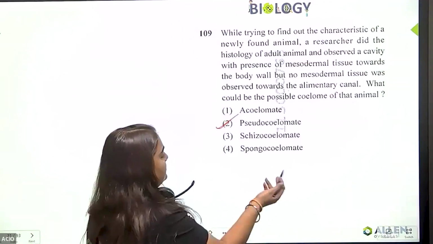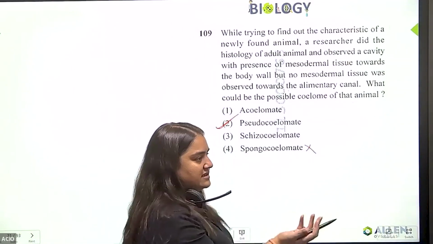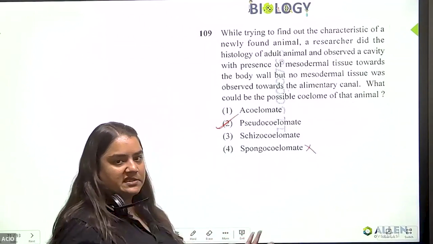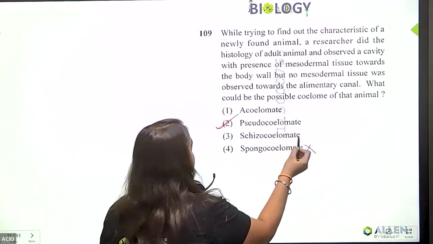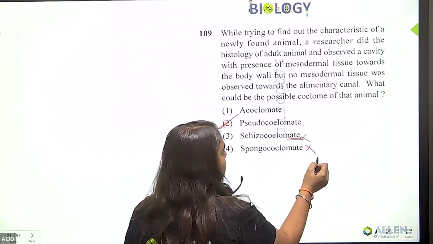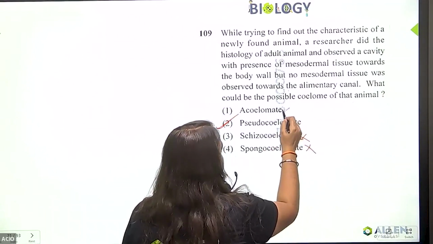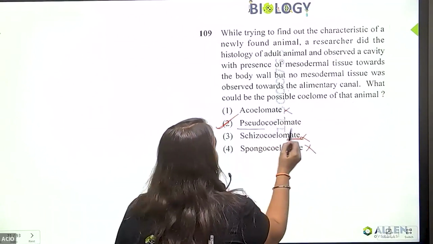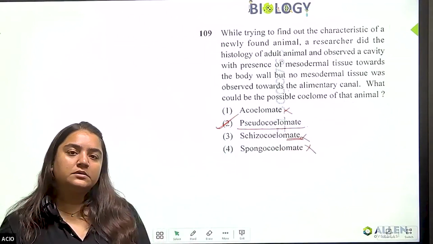And that type of organism is pseudocoelomate. See, spongiocoelomate, nothing. You never read this word. This is nothing, just a random word. Schizocoelomates are your true coelomates, so this cannot be the answer. Acoelomate is without coelom, so this also cannot be the answer. So the best answer possible is what? Pseudocoelomate.